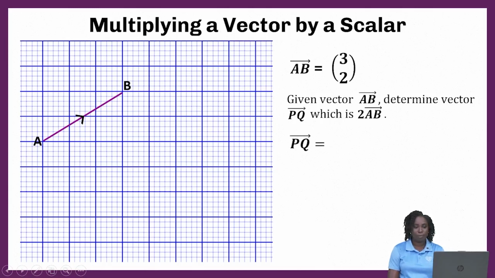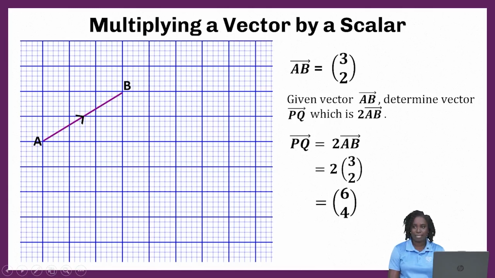PQ is equal to 2 times AB. Well, we already know what AB is, which is (3, 2). And so we can just rewrite that now as a scalar multiplication. 2 times 3 is 6, and 2 times 2 is 4. And so when we multiply AB by 2, we get (6, 4). But we're not done there.